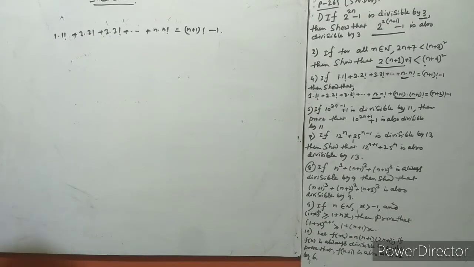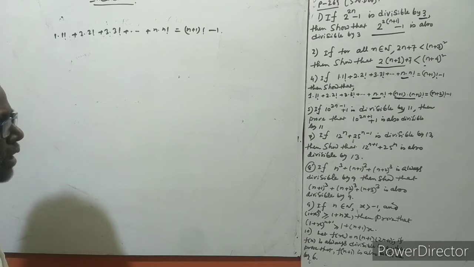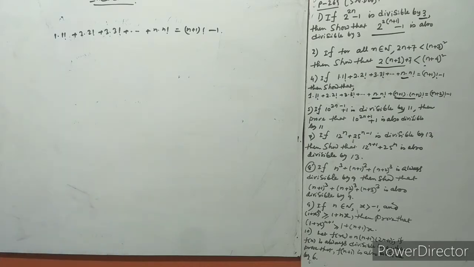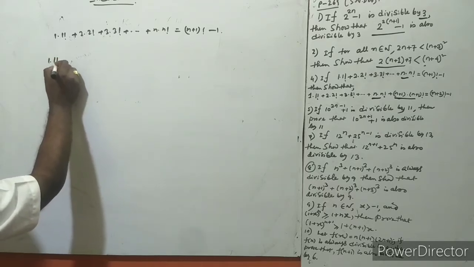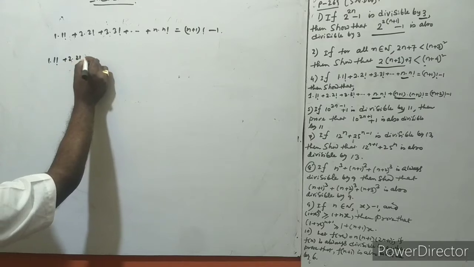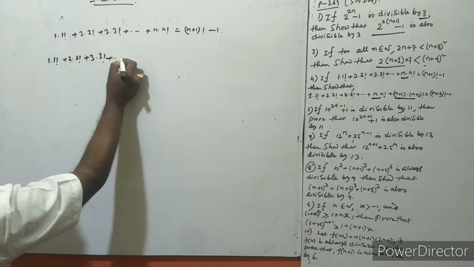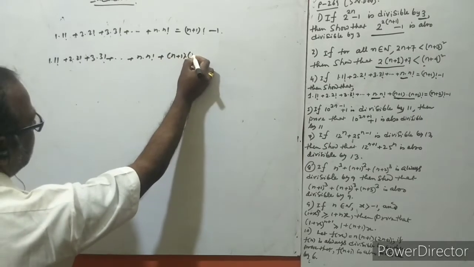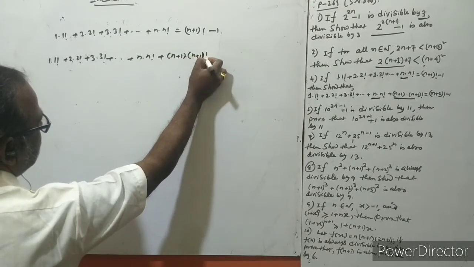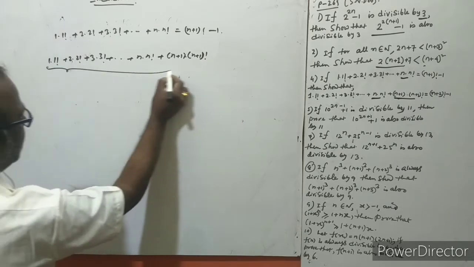So in induction, I asked you to follow the 3 steps in my first video. In the last step, we always increase by one term. So this is the final step actually. We have to show 1 dot 1 factorial, 2 dot 2 factorial and 3 dot 3 factorial and so on up to n dot n factorial plus (n plus 1) dot (n plus 1) factorial.